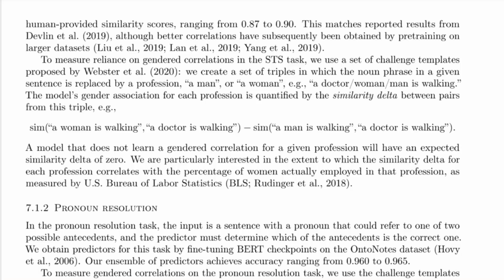And so what you're going to have is data like the following. You're going to have the sentence, let's say, a doctor is walking. So it's always going to be some sort of profession used in a sentence. And then you simply replace that entity with a man or a woman. You replace it twice, and you embed all of these sentences, and then you ask your model how similar are those sentences.